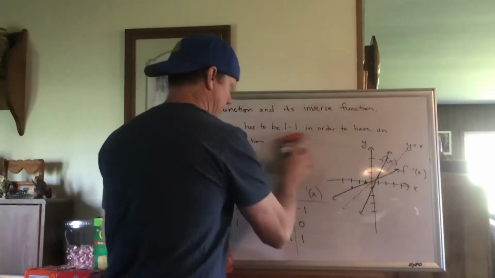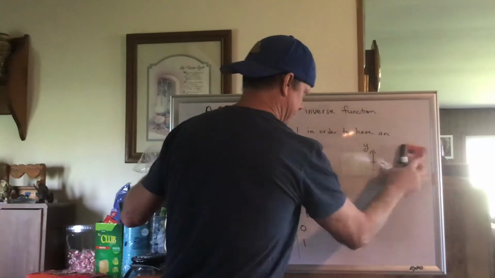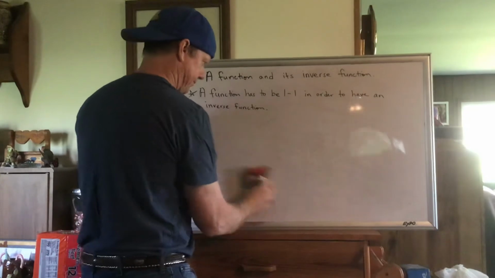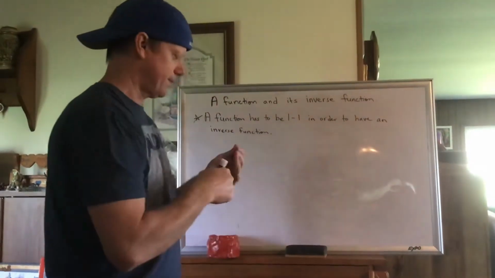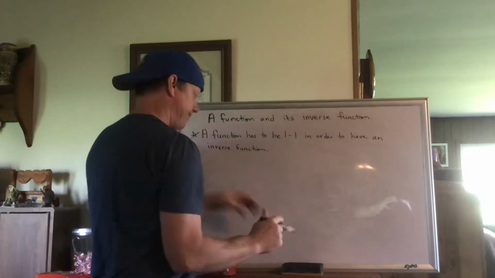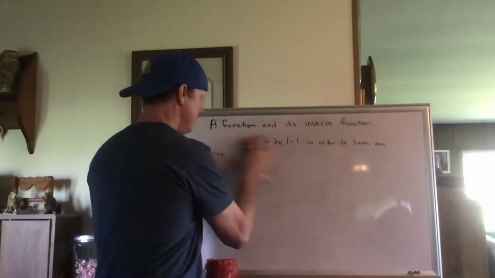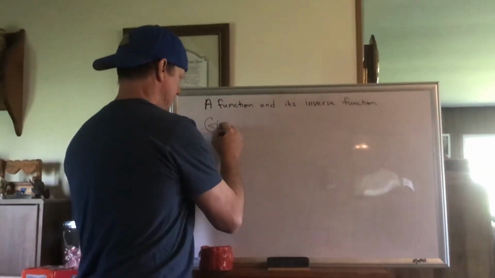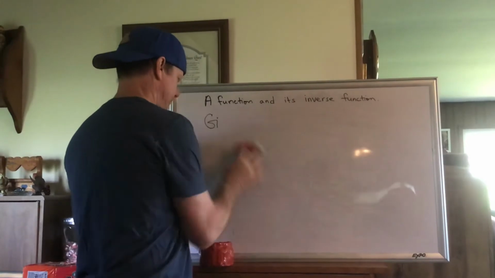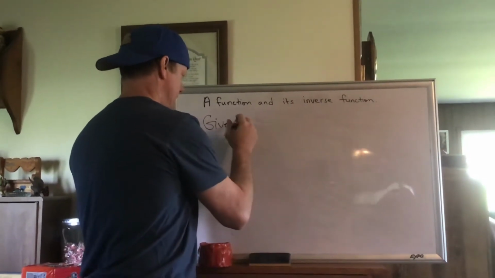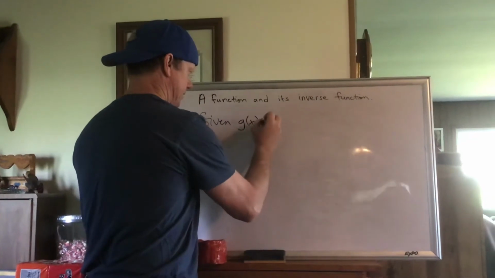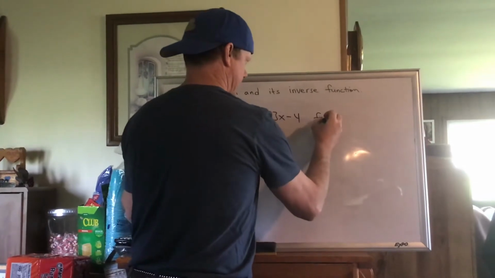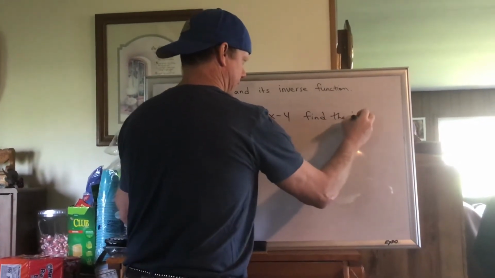So what they're going to do is they're going to give you a function, and then algebraically you're going to have to find its inverse function. All right? So they'll say, given some function, find its inverse. So given, say, g(x) = -3x - 4, find the inverse function.